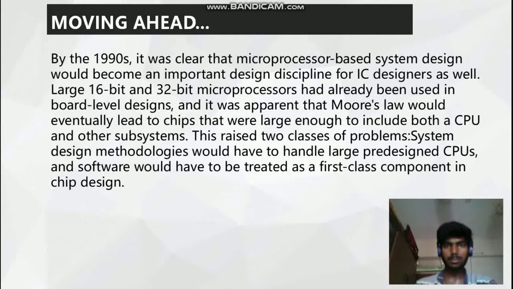It was clear that microprocessor-based system design would become an important design discipline for IC designers as well. Since the technology has been emerging, there is a need for more complex and more number of bit microprocessors to handle the complexities of the data. So researchers developed some basic approaches to the design of embedded software running on CPUs, and their work formed the roots of hardware software co-design methodology. Here some problems would also be there to handle large pre-designed CPUs.